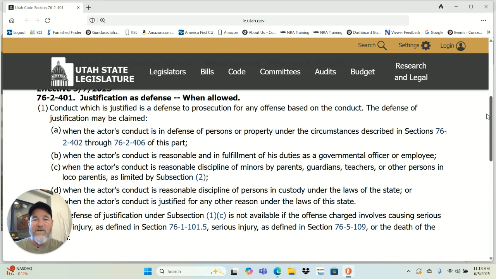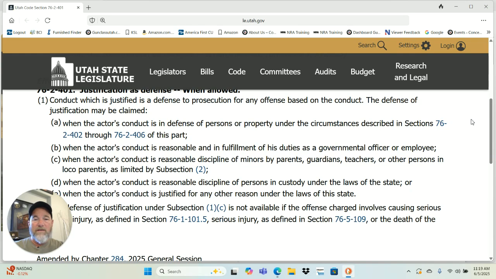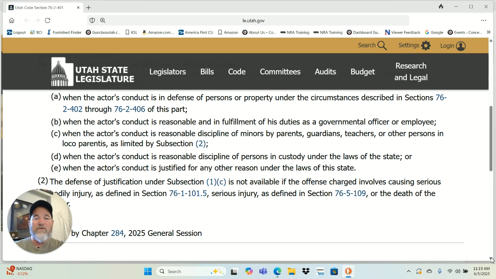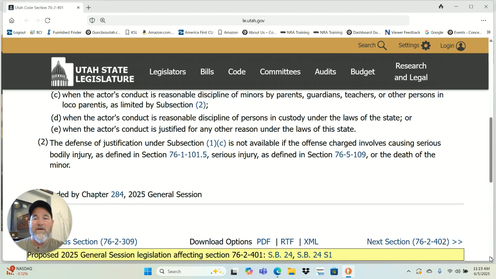The defense of justification may be claimed, A, when the actor's conduct is in defense of persons or property, and we're going to talk about those sections in a minute; B, when the actor's conduct is reasonable and in fulfillment of his duties as a governmental officer or employee, such as a law enforcement officer; C, when the actor's conduct is reasonable discipline of minors by parents, guardians, teachers, or other persons in loco parentis. So they're talking about parents' right to discipline and caretakers of children, things like that, school teachers. D, when the actor's conduct is reasonable discipline of persons in custody, so they're talking about corrections officers in the performance of their duties. E, when the actor's conduct is justified for any other reason under the laws of the state.